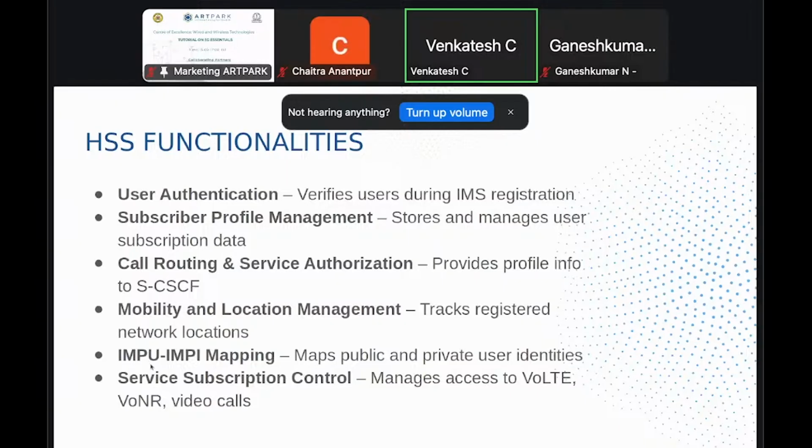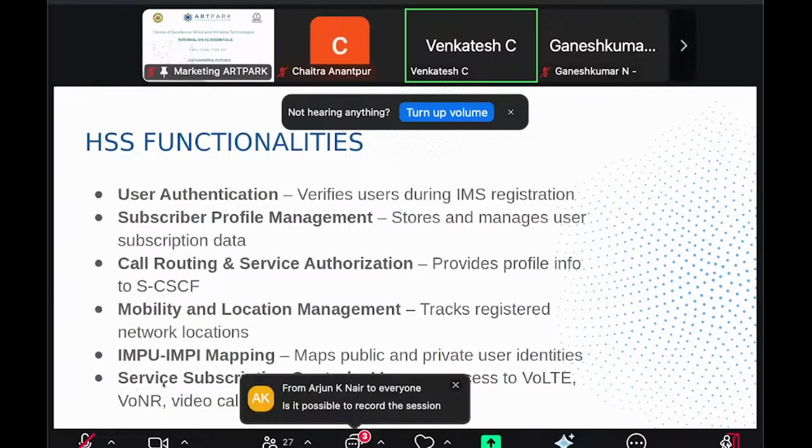And next are the IMPU and IMPI. These are identifiers for IMS users. IMPU is the public user identity. It's kind of like a phone number. It will look like a URI. And next is the IMPI. IMPI stands for IMS private user identity. It is a unique identity for authentication. HSS ensures the proper mapping between the IMPU and IMPI for security and service continuity.